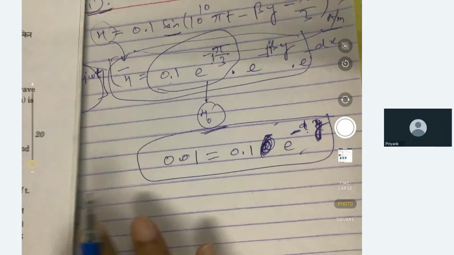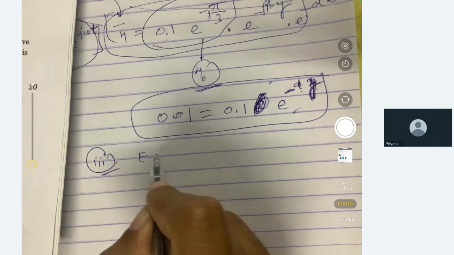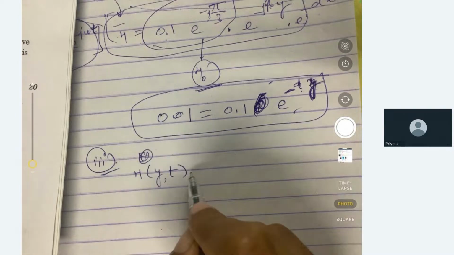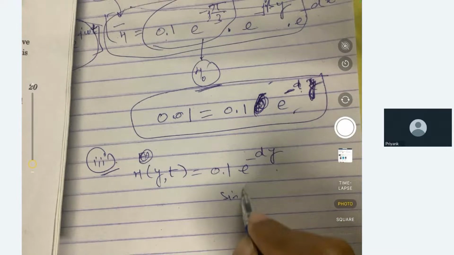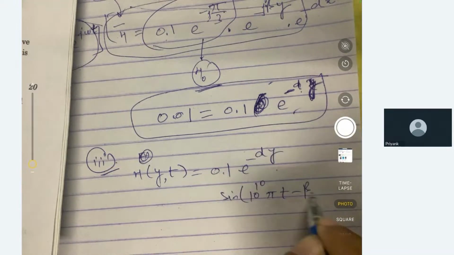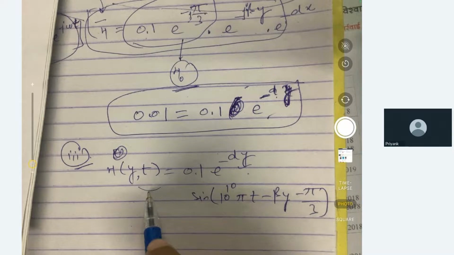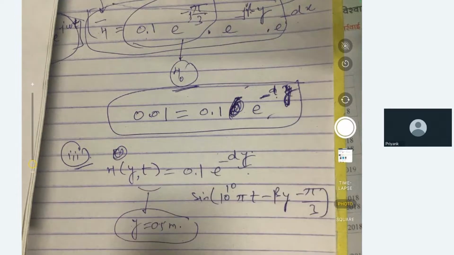And part 3 is the expression for E(y,t) and H(y,t). So let's first write H(y,t). We have already written 0.1 e raised to the power minus αy, sin(10^10 t − βy − π/3). They are asking us to write it at y equal to 0.5 meter, which we can do by putting this y value here. And E(y,t) they are asking us to write.